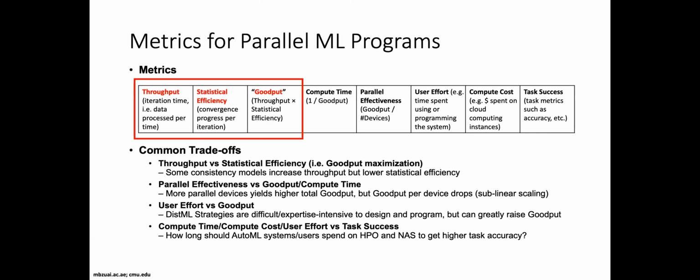We care about 3 in particular. Throughput, which is the amount of data that gets processed per second going through those GPUs. Statistical efficiency, or more accurately, empirical statistical efficiency, which is the amount of convergence progress, or change in loss function or objective, per iteration. And something called goodput. This is important. It's the product of throughput and stat efficiency.